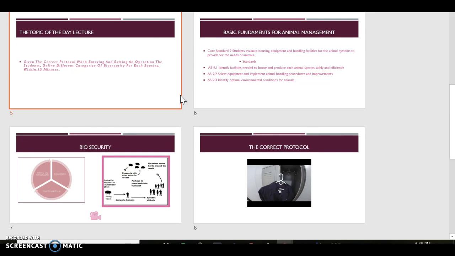So given the correct protocol, entering and exiting an operation, the students will define the different categories of biosecurity for each species. This note card actually breaks down the basic fundamentals of animal management's core standards for students in the state of Indiana. This allows the students to understand what they're going to have to be able to comprehend by the end of the lecture material.